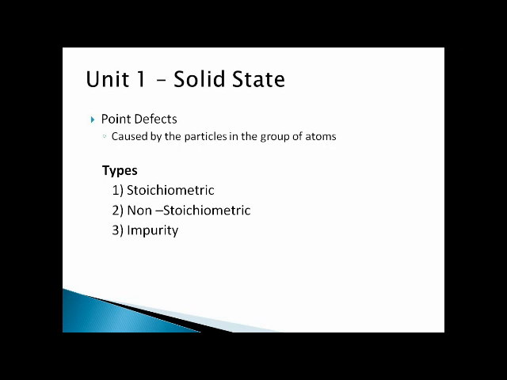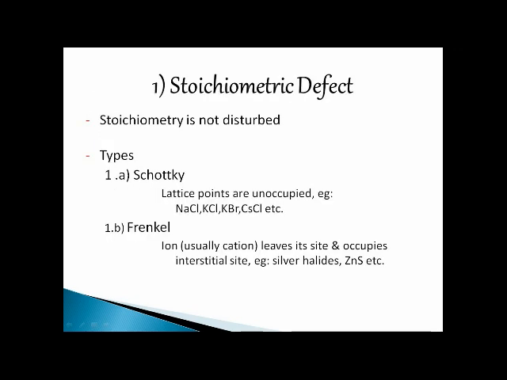Under point defect, we are going to see three types. Number 1, stoichiometric defect. Number 2, non-stoichiometric defect. Number 3, impurity defect. About stoichiometric defect, first let us see. Stoichiometric defect.